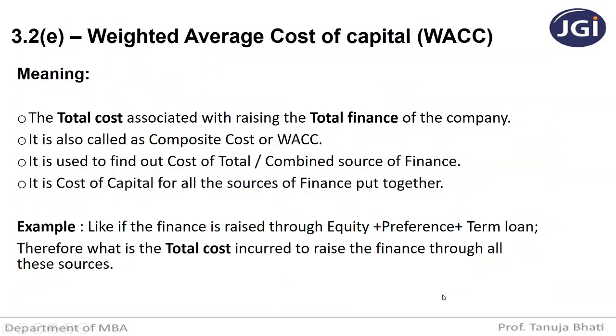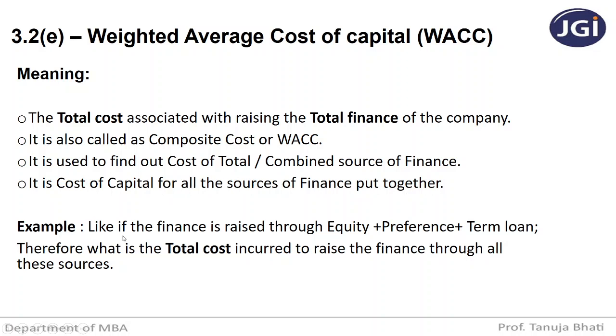Moving ahead. What is the meaning of weighted average cost of capital? So weighted average cost of capital is nothing but the total cost associated with raising the total finance of the company. It is also called composite cost or weighted average cost of capital. That is a short form. It is used to find out the cost of total or combined source of finance. It is the cost of capital for all the sources of finance put together.